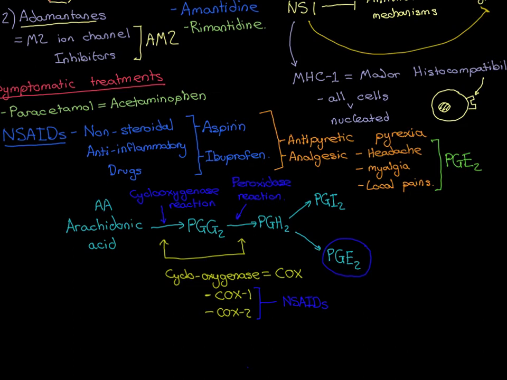Now, that means that all of these mechanisms which relied on prostaglandin E2 are no longer going to happen. So at the site of inflammation, you're going to stop creating more prostaglandin E2, which means that the pain will be relieved. The amount of prostaglandin there will be reduced, and the activation of the nociceptors will go down. So that's why local pains are going to decrease.